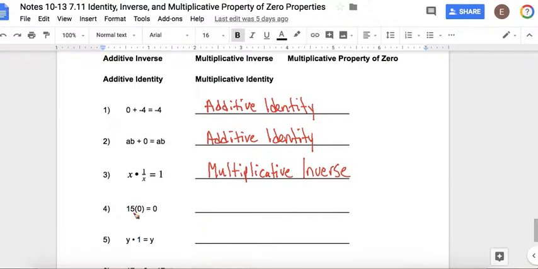Number 4 says 15 times 0 equals 0. So this is the multiplicative property of 0. And I'm going to use the number 0 instead of the word 0. Example number 5 says y times 1 still equals y. So I multiplied by 1 and I still got the same letter. So that is the multiplicative identity.